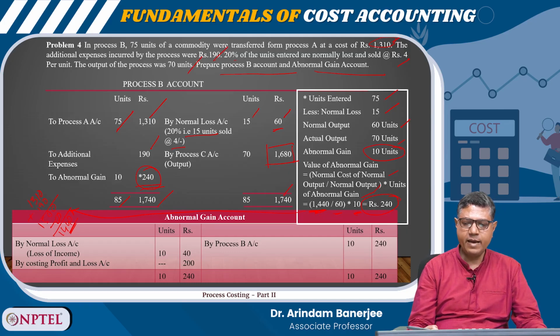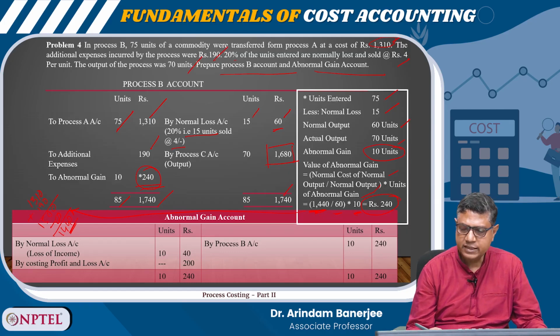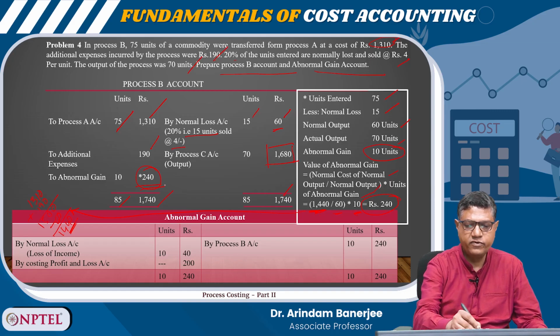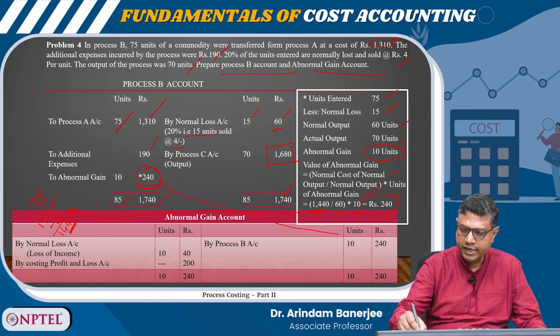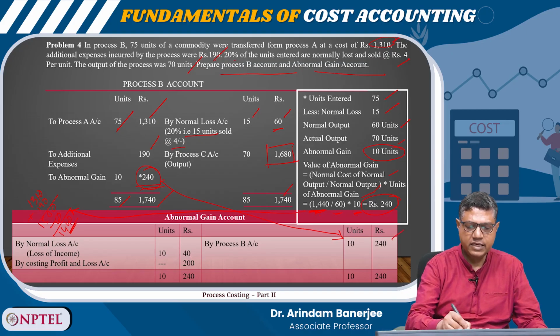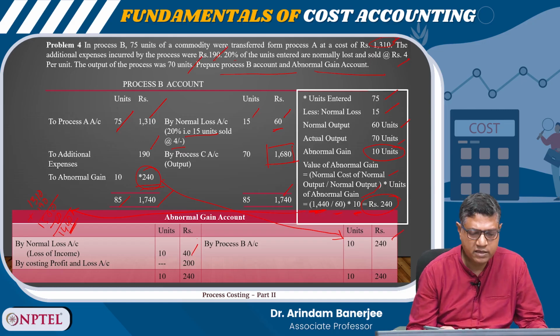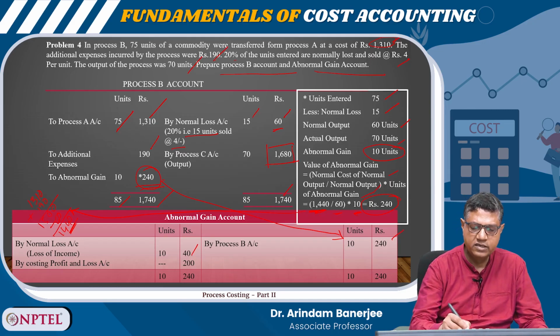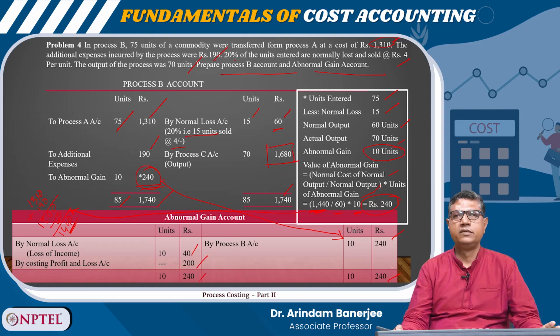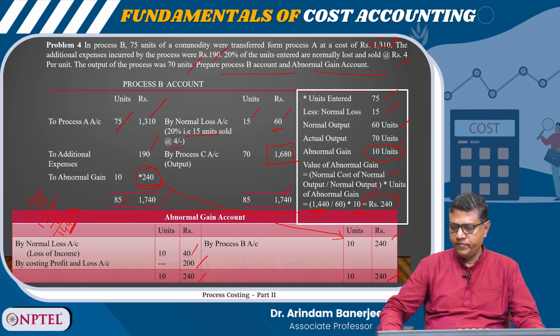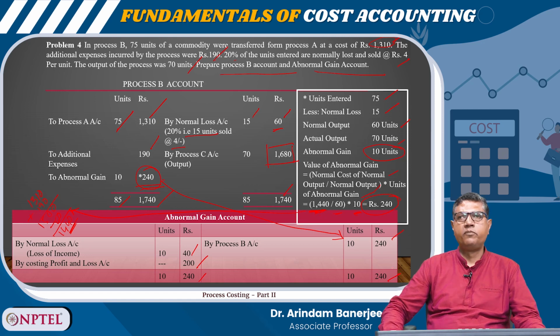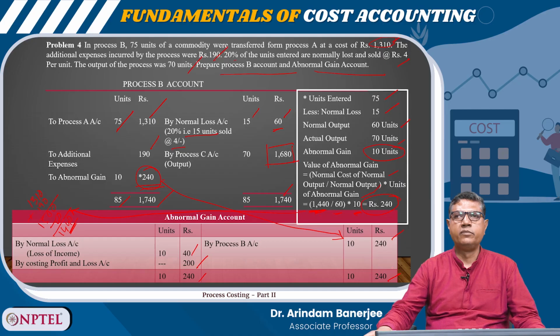We can create an abnormal gain account. So, I am transferring from this process B account to the abnormal gain account from here, right. It is 240, right. Normal loss is 40. So, costing profit and loss account transfer is 200. So, it is 240 and 240. This is the illustration 4. These are the basics of process accounting. Thank you very much.